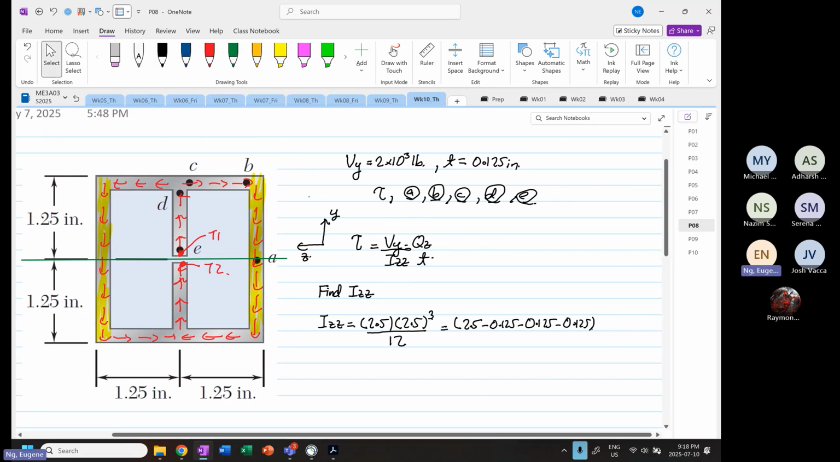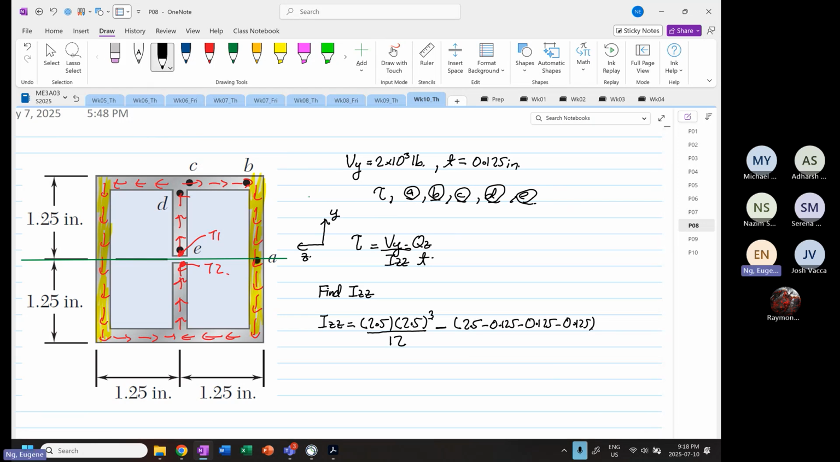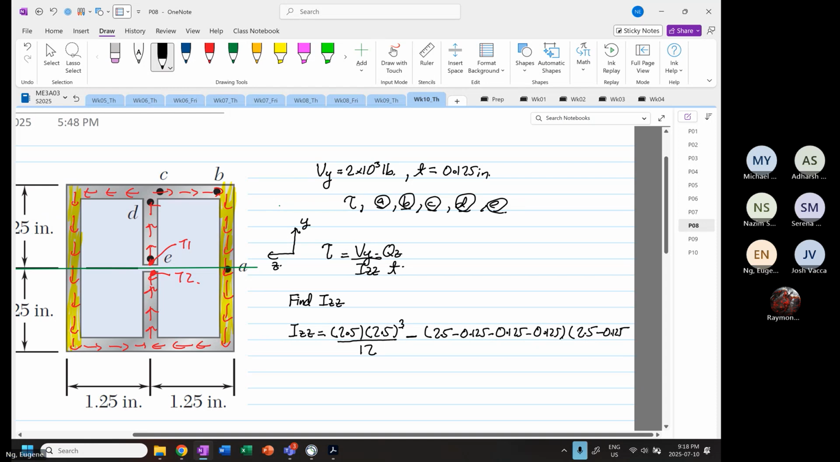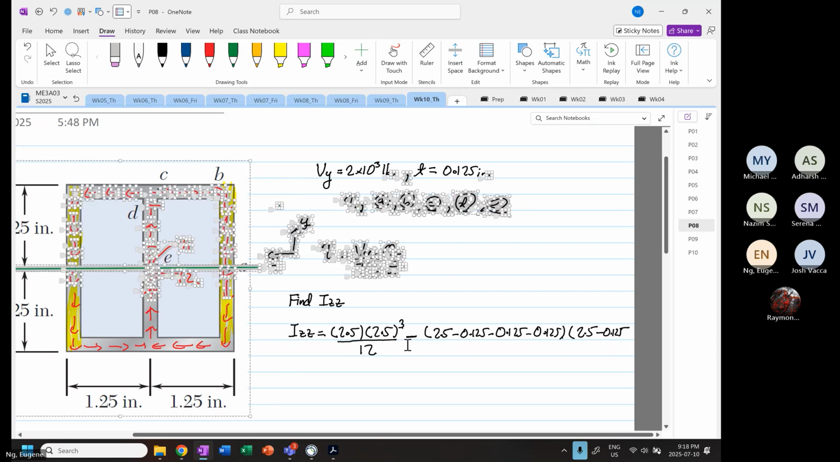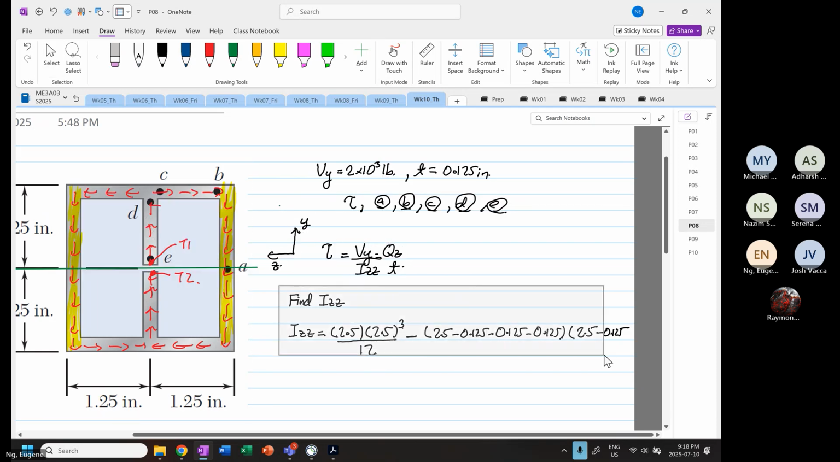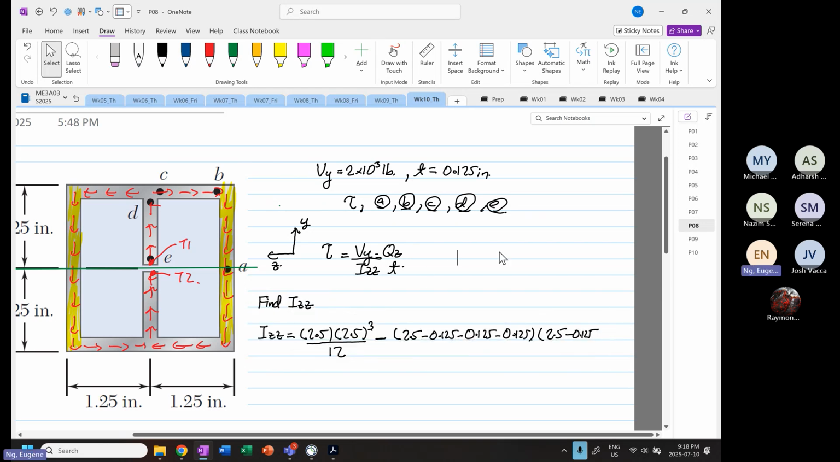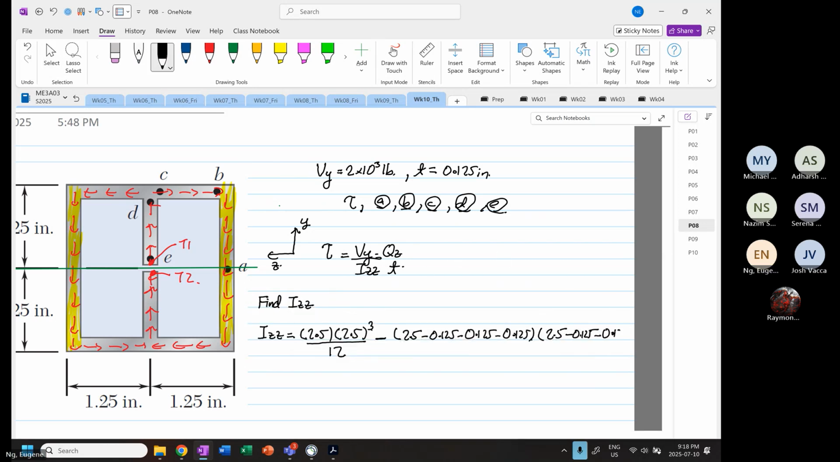Oh, no, hold on. This is plus or minus. Then that's the width. The depth is 2.5 minus 0.125. Minus 0.125 cubed, divided by 12.